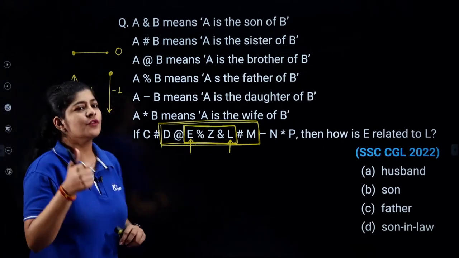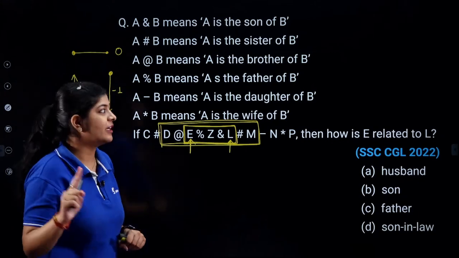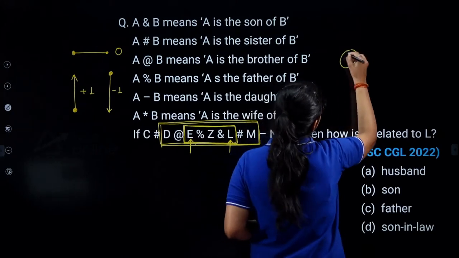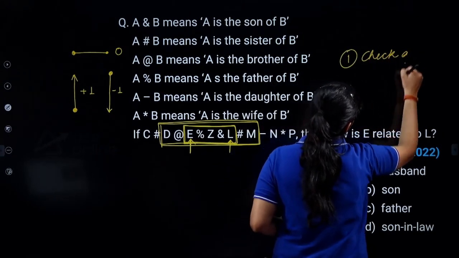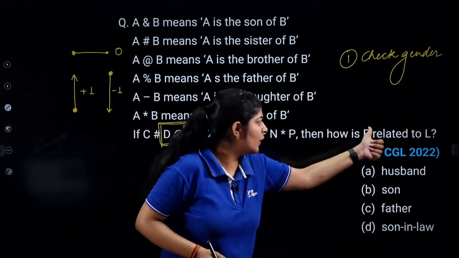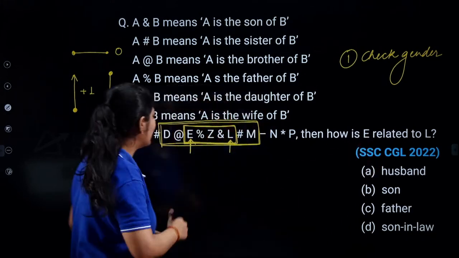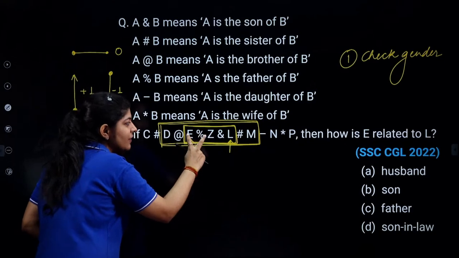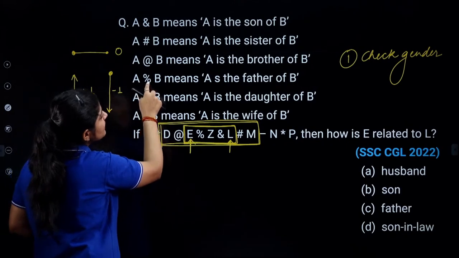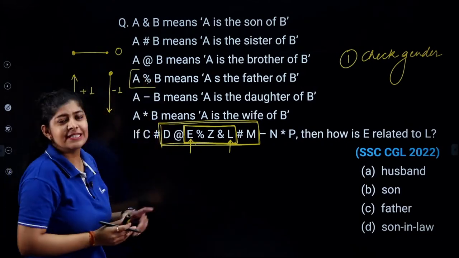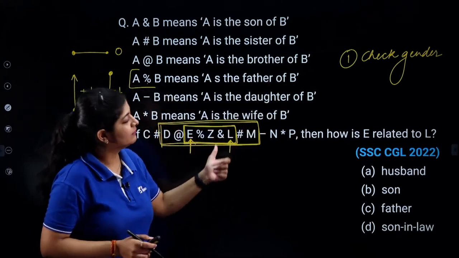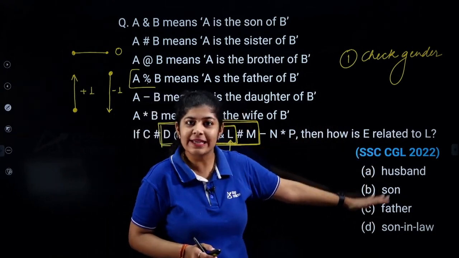Okay. So first thing, we just simply identify the gender. Whenever we are having such type of thing, just simply identify the gender. First step, check gender. Okay. Now, how is E related to L? So we need to check the gender of E. Where is E? Here. So the relation which is given with E is with this symbol, that is percentage symbol. Where is percentage symbol? Over here. It states that A is the father of B. Father is a male. So we know that E is a male. Check the options. All the males are given over here.